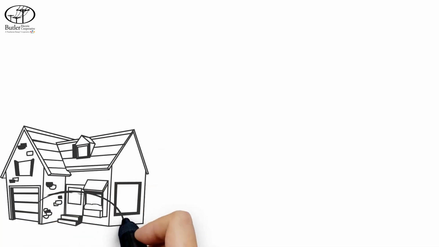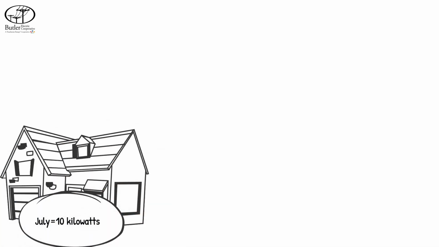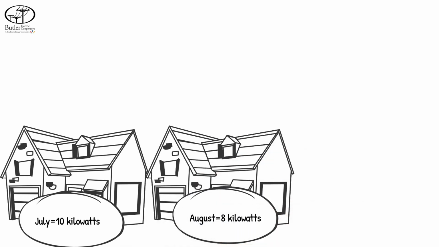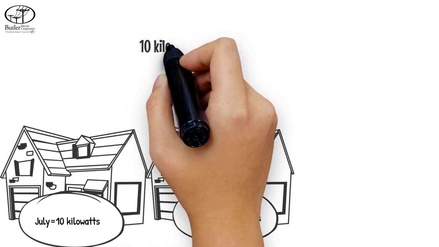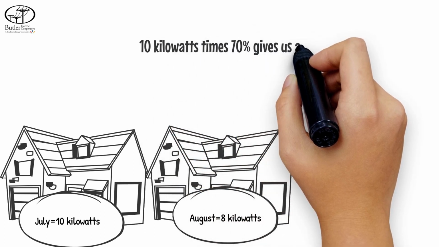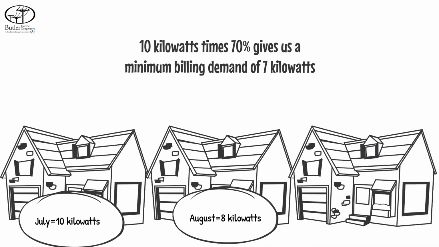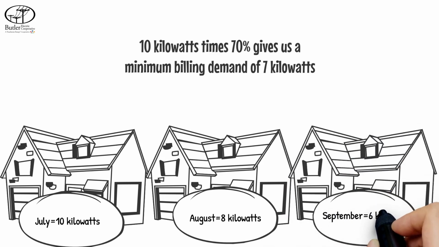For example, let's assume your house's billing demand in July was 10 kilowatts and in August it was 8 kilowatts. We would use the highest of these 2 months, which is 10 kilowatts, times 70%. That gives us a minimum billing demand of 7 kilowatts. So starting in September, let's say your monthly billing demand was 6 kilowatts. We compare that to the minimum of 7 kilowatts, and whichever one is highest becomes your billing demand.